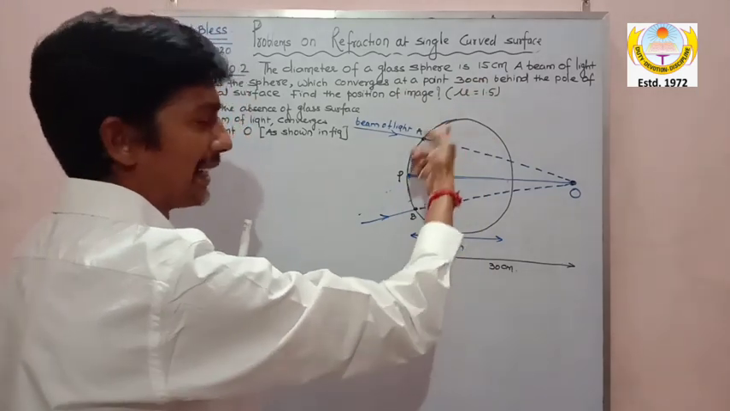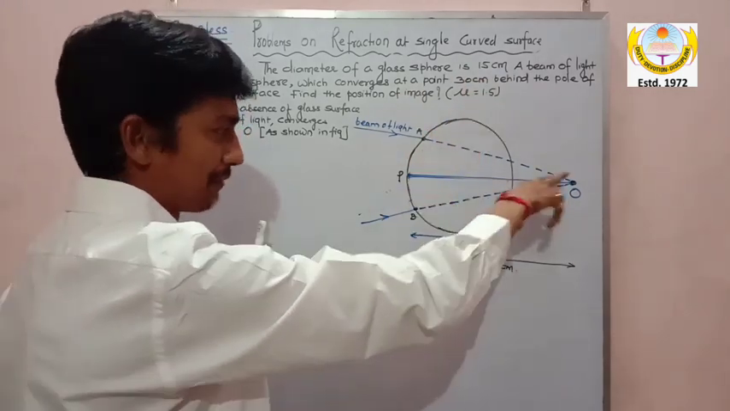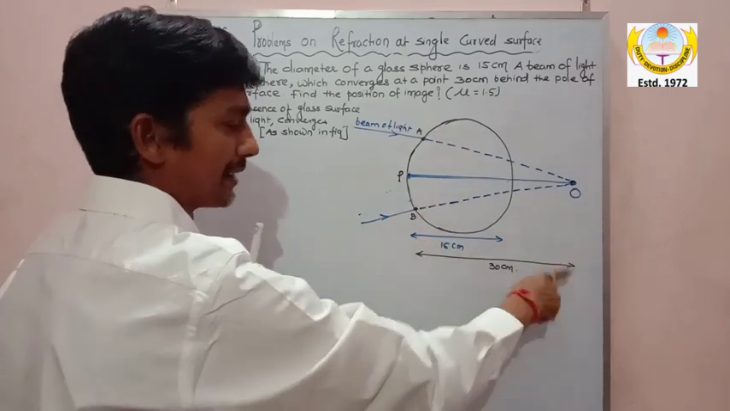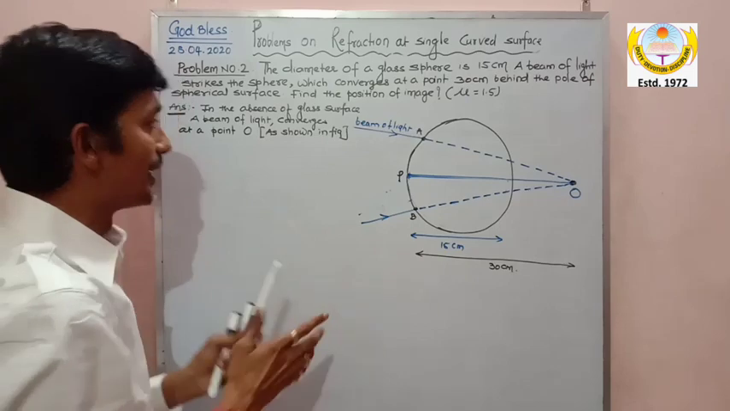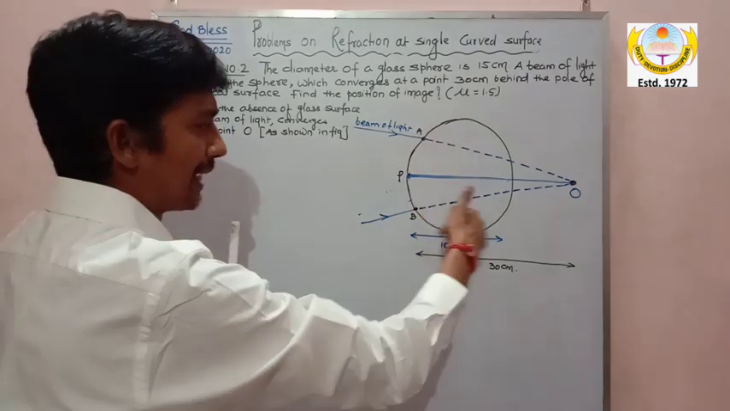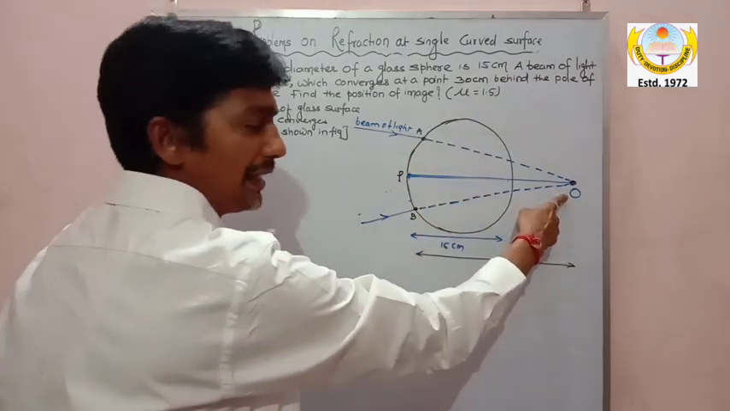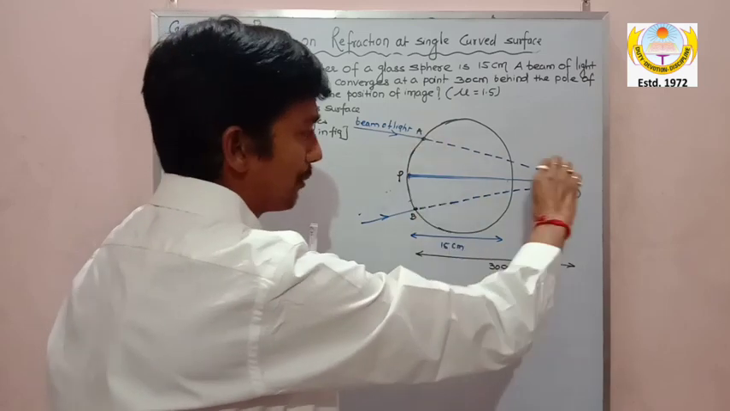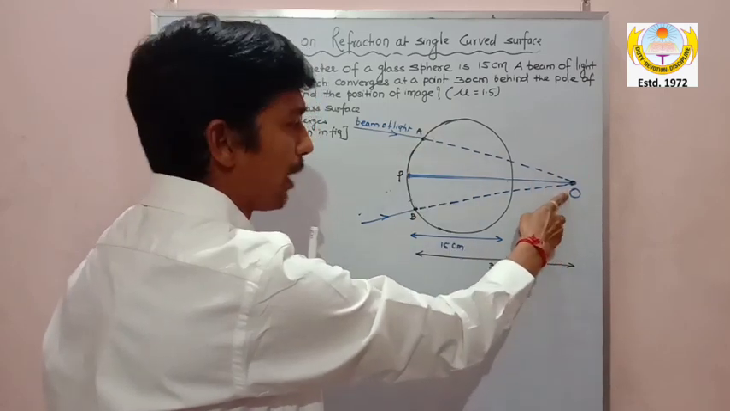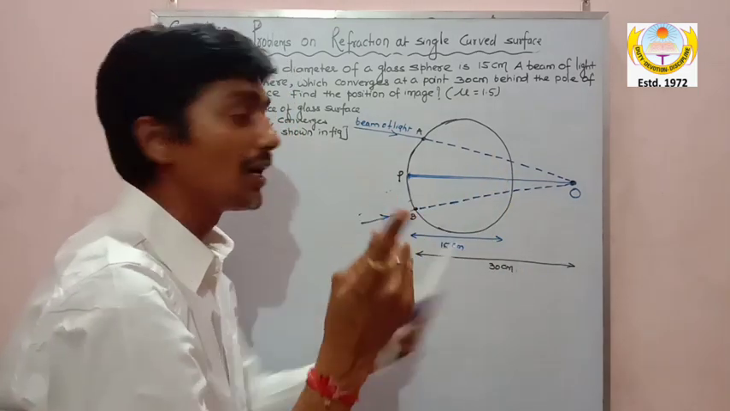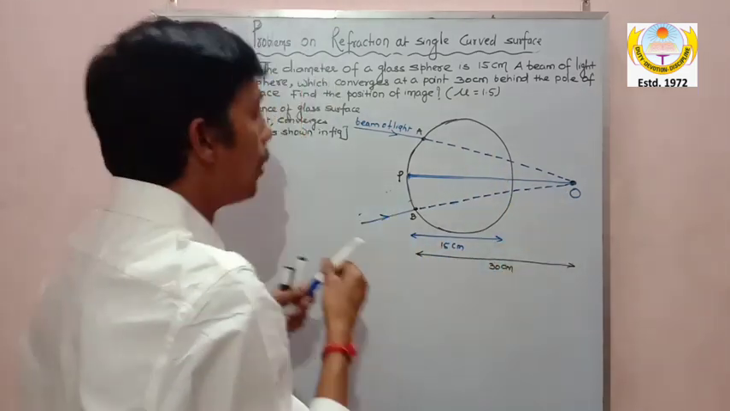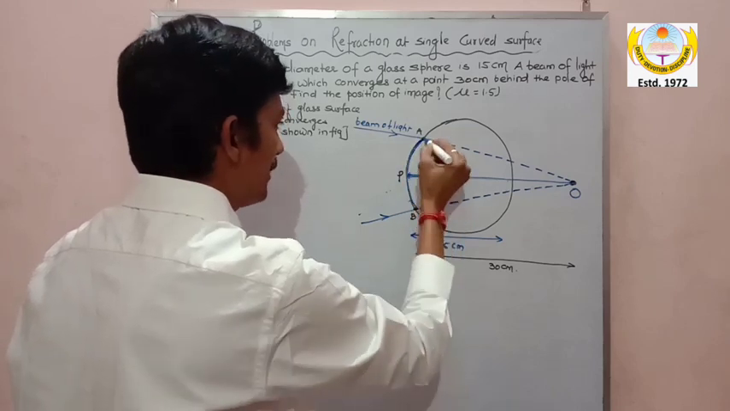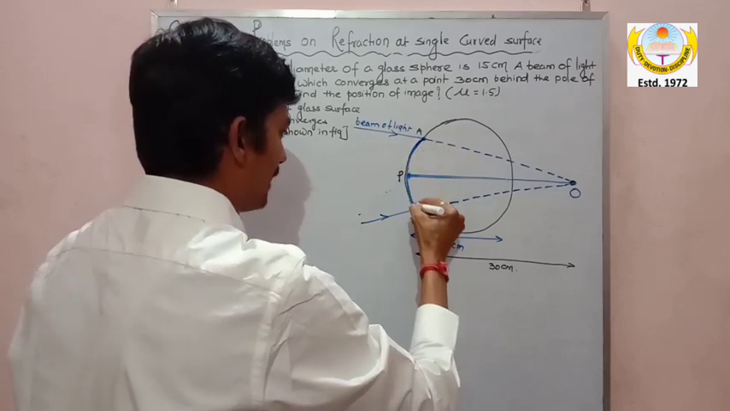Say now I have taken the glass surface, and let this be the point pole on the glass surface, and from there it is 30 centimeter. But my dear, as soon as I brought the glass surface, now this point O where the light converges, don't you think this point O becomes the virtual object? For whom? For this surface? For the, you can say, refraction at the first surface.